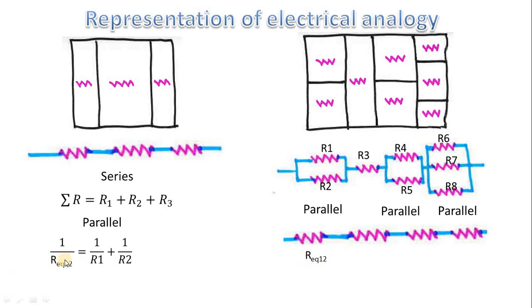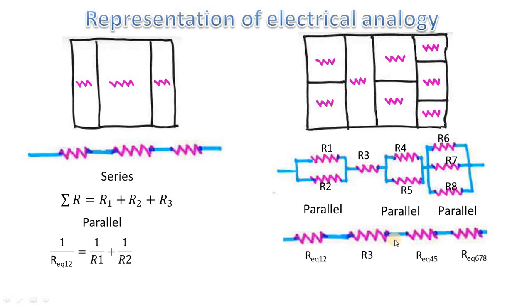When resistances are connected in a parallel way, then 1 upon R equivalent is equal to 1 upon R1 plus 1 upon R2. This is the formula we have to use to find the R equivalent value and simply put it over here. Now in this connection, R3 stays as it is. Here, since it is a parallel connection, we need to convert it into equivalent resistance and place it over here in a similar way.